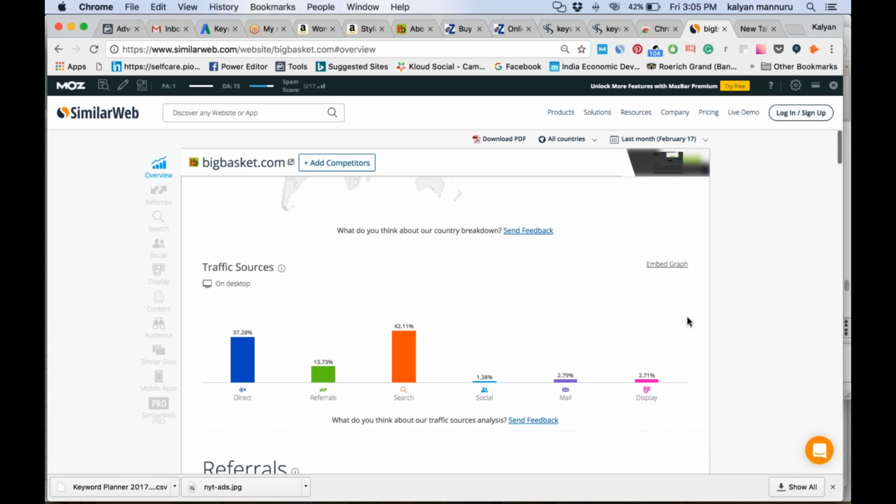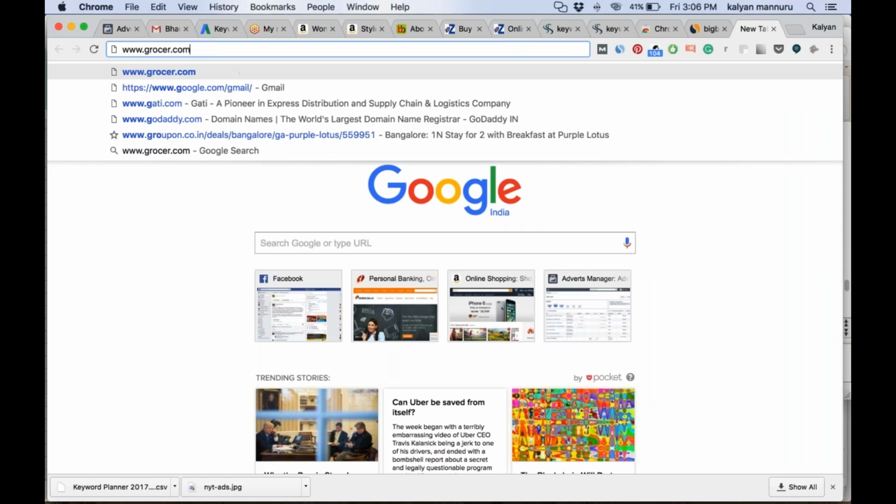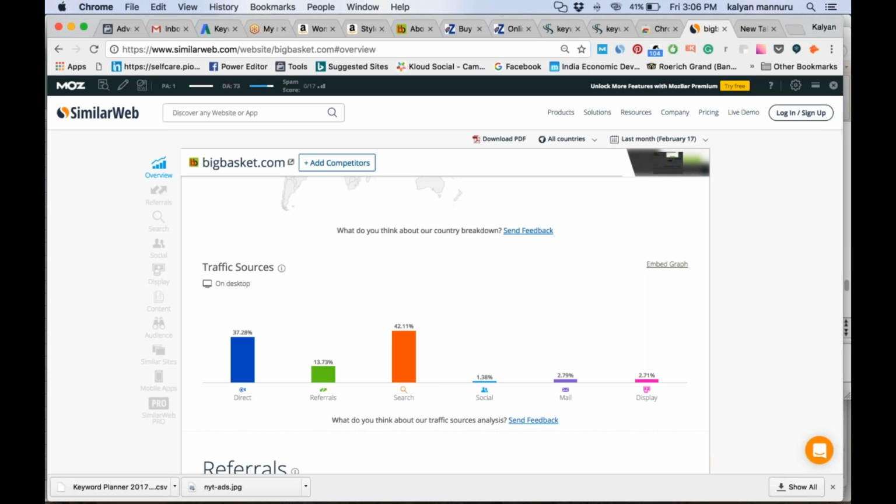Now you can also see the traffic sources. What is the direct traffic, referral traffic, search traffic, social traffic? So I'll tell you what these are. Direct traffic means someone who is typing the website's address onto the bar like this, www.grosser.com. So these guys know my URL. He is typing onto the address bar. That is why they're called direct traffic. 37% of the traffic he is receiving is direct traffic. Correct?